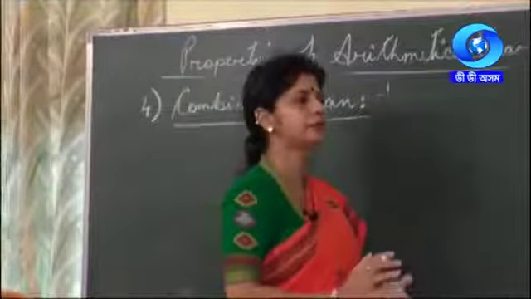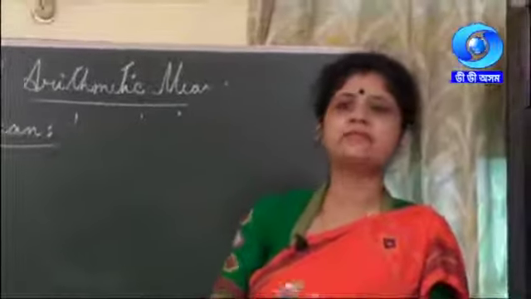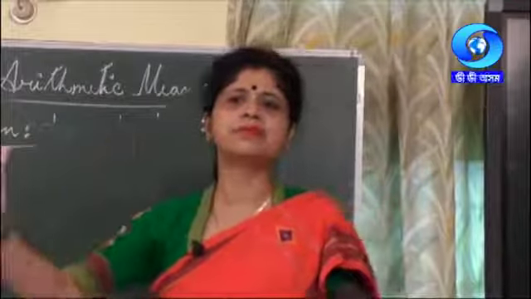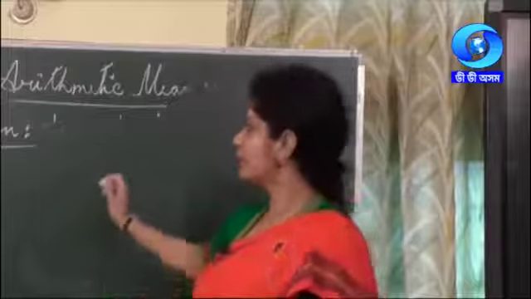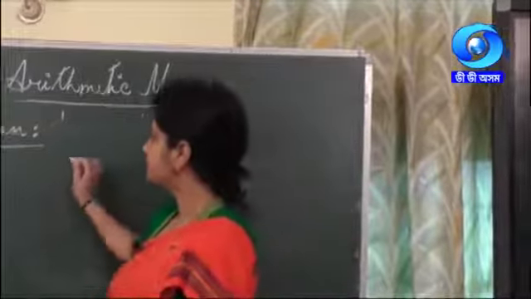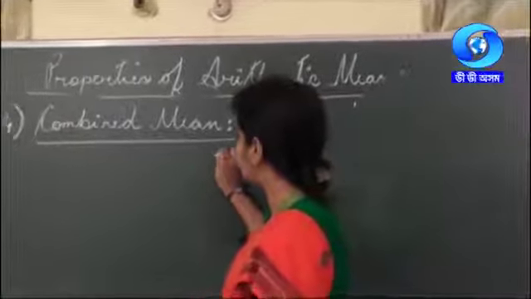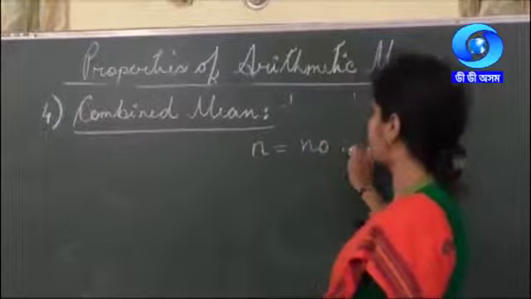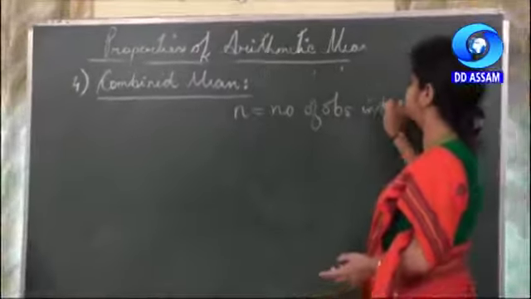Here we have to know something about dividing a particular population into some different subpopulations, some subgroups. That is, supposing we have a population consisting of n number of items. There are n number of observations in the population.